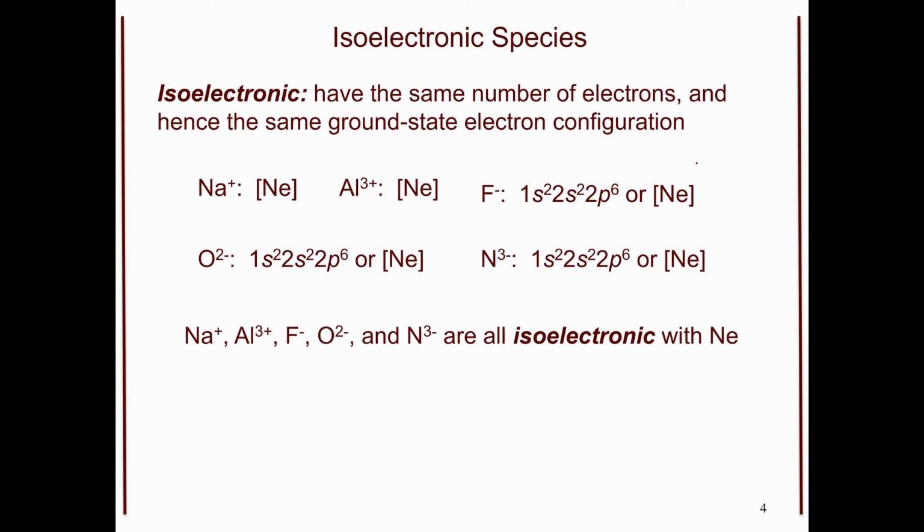So even though they have a different number of protons identifying the element, if they have the same number of electrons and the same electron configuration, we can consider these isoelectronic. This is a nice definition for us to have.